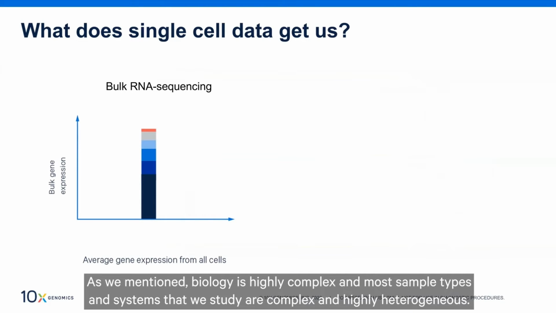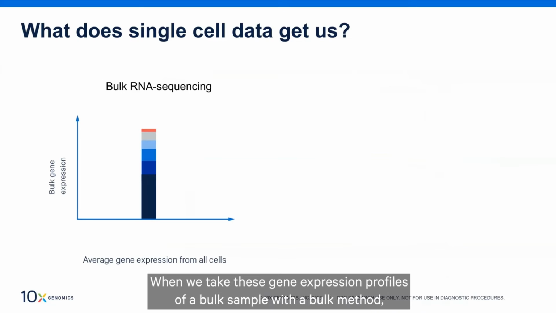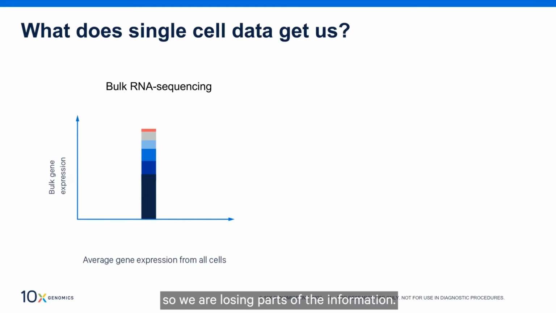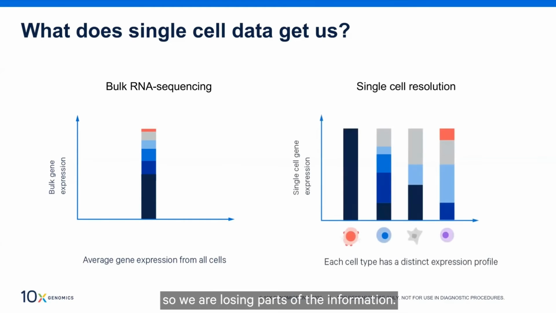So as we mentioned, biology is highly complex, and most sample types and systems that we study are complex and highly heterogeneous. So when we take these gene expression profiles of a bulk sample with a bulk method, we are essentially taking just an average of that heterogeneity and averaging it out and measuring it. So we are losing parts of the information.